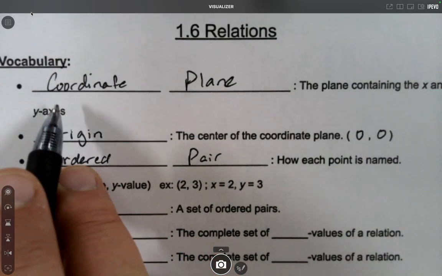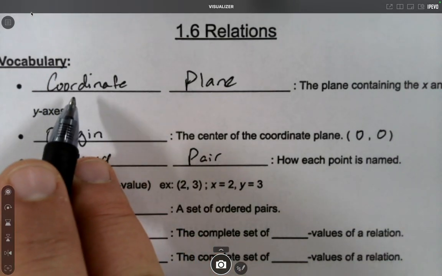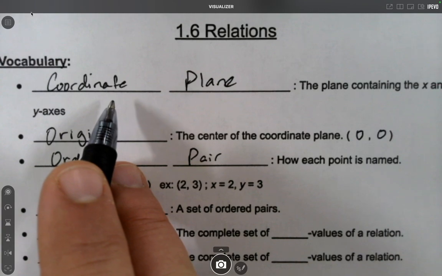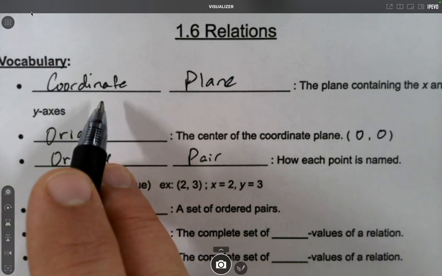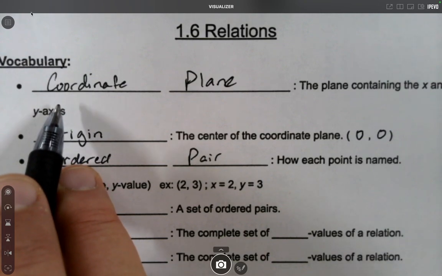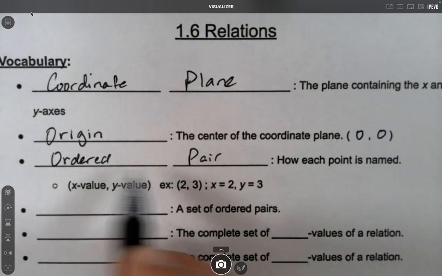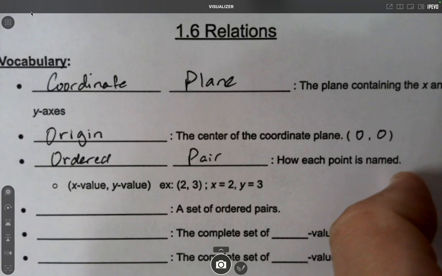That's also why this is called a coordinate plane. The word ordinate means location, or at least its root is talking about location, and co means together, more than one. So that's why we have to have two numbers to make an ordered pair.